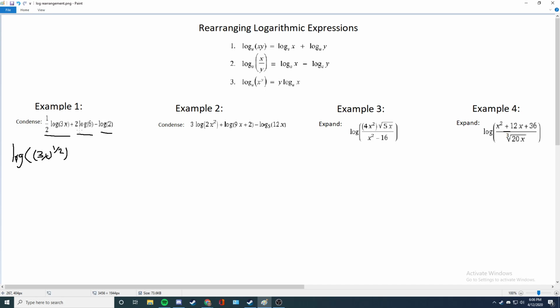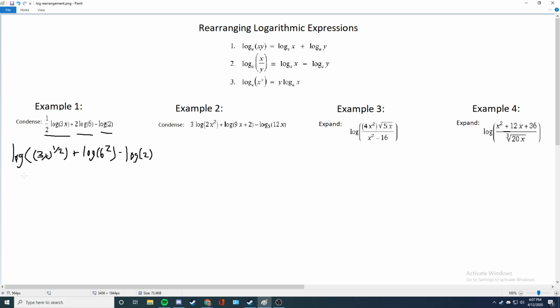And now let's see what we can do with the second term. We've got a 2 log 6. So we can put that 2 in the exponent of the 6, and we end up with log of 6 squared. And then the third term, we can't change at all, so we'll just leave it like that, log 2. So now we can combine all the terms together.